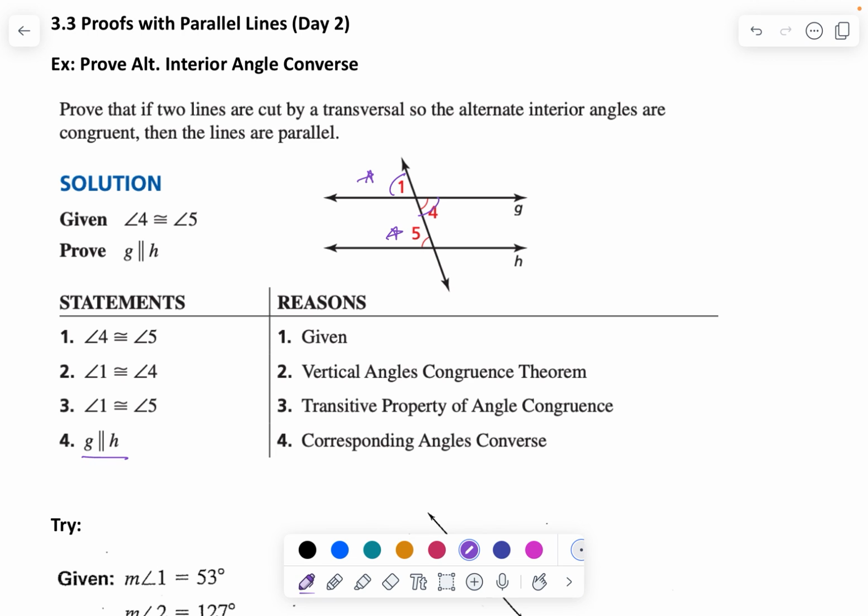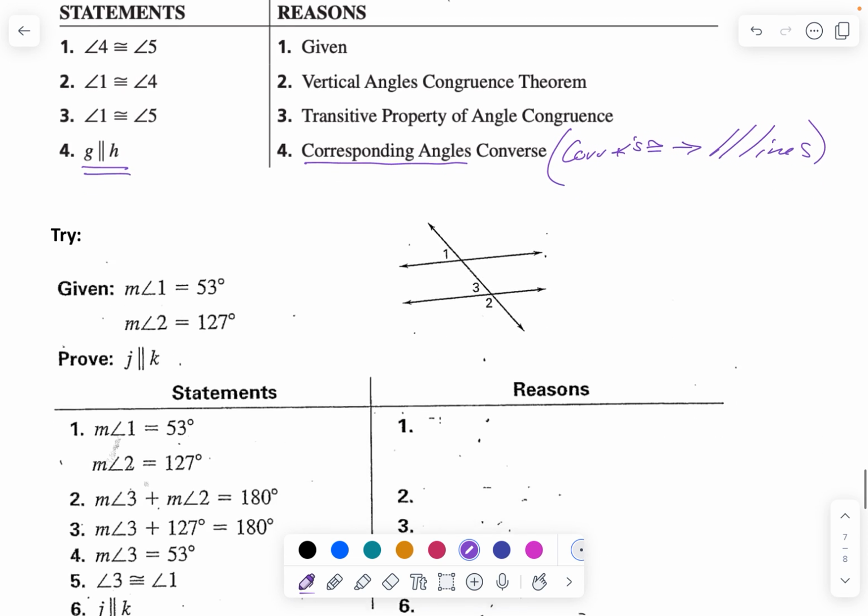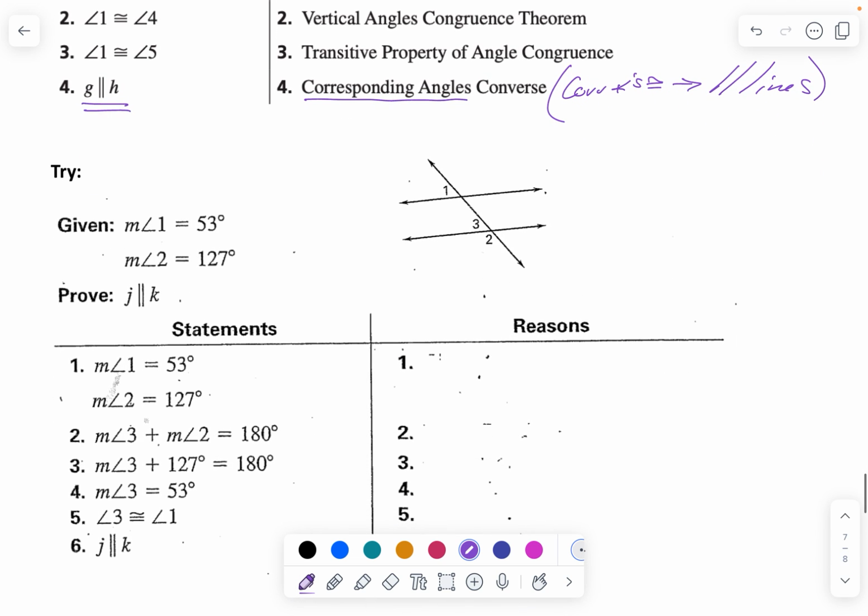And so then we can say that G is parallel to H because, if corresponding angles, we would say it like this: corresponding angles congruent, then parallel lines. That's how we would write it. Okay, so little sneak peek. We are going to be using all those angle properties. All right, so let's take a look at this one.